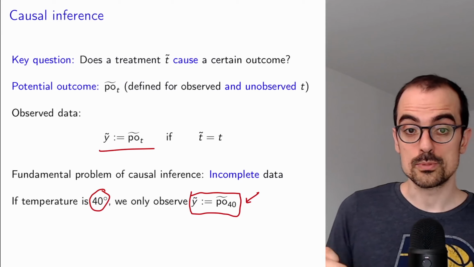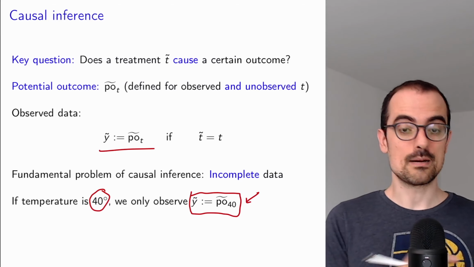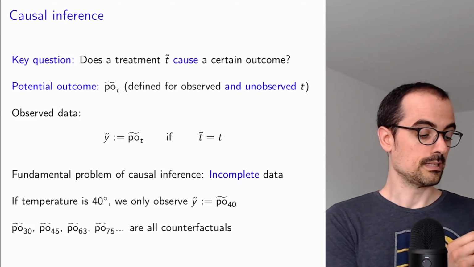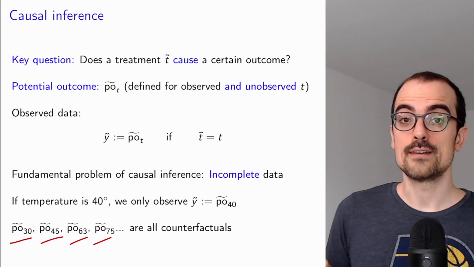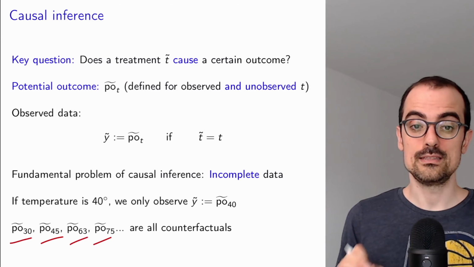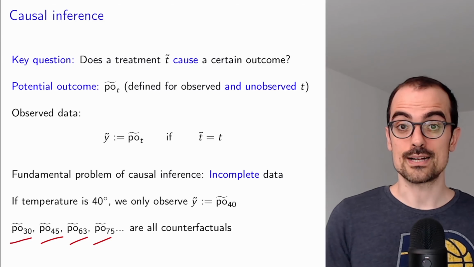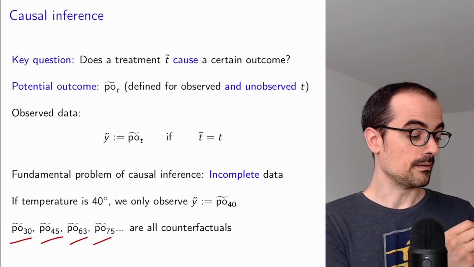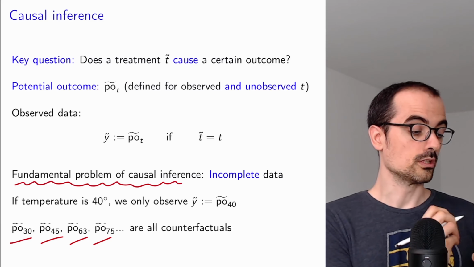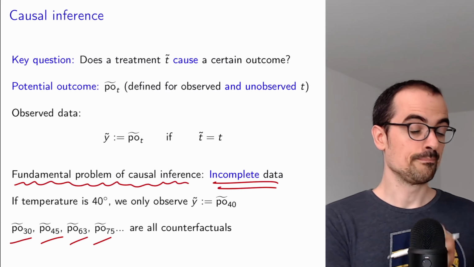So that we're going to observe, but the other potential outcomes are also defined. The potential outcome for 30, 45, 63, 75, they're all defined, but we don't actually observe them in the data. They are counterfactuals because they're counter to factual reality. And that is the fundamental problem of causal inference. We have incomplete data.